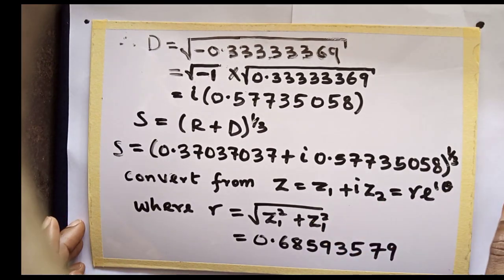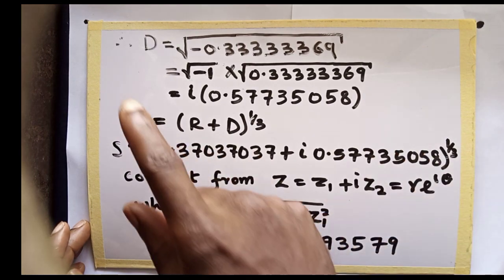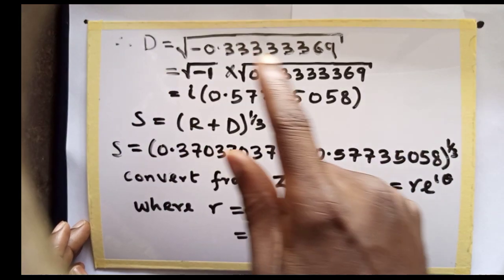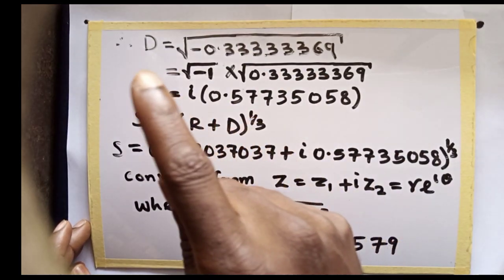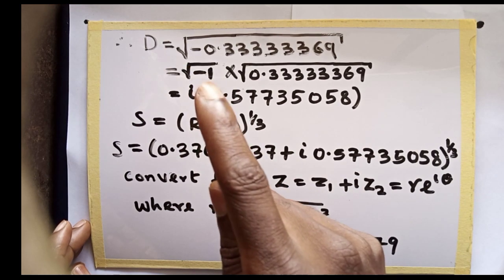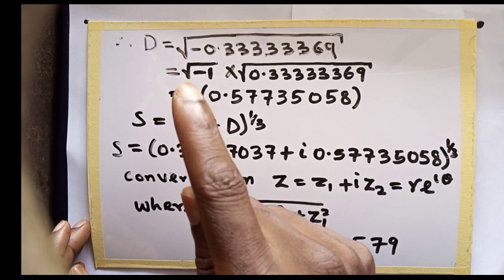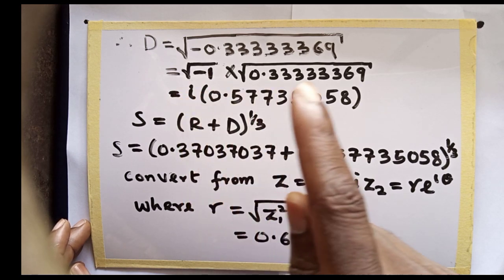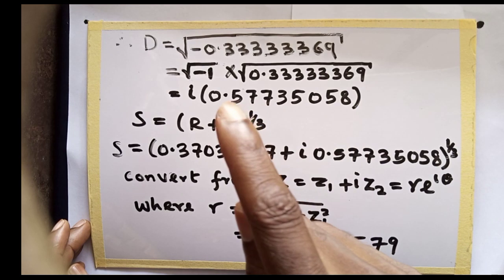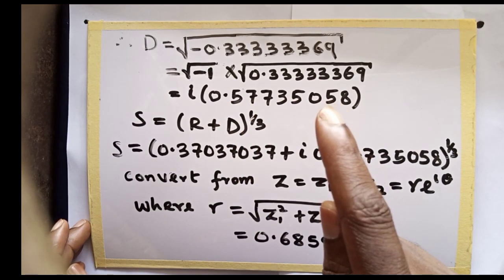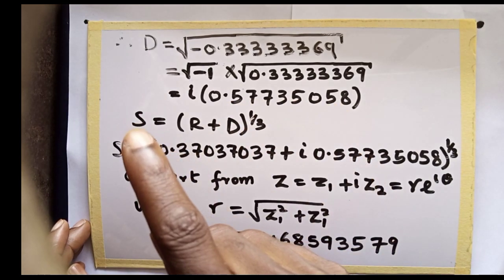The value of d constructed is given as this, but we notice that when you're finding the square root of minus 1 or any negative number, it must have a complex number, which resulted in this. Then we take the square root of this inner expression, which gives us this. Then the next thing is to construct s.